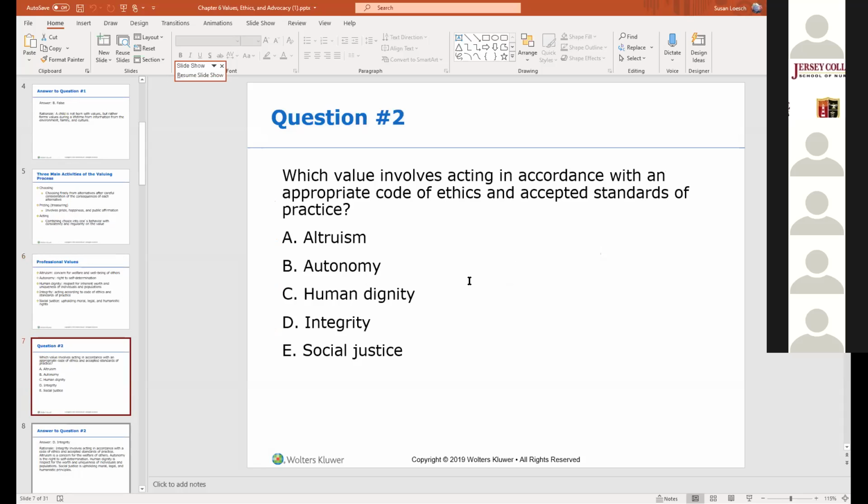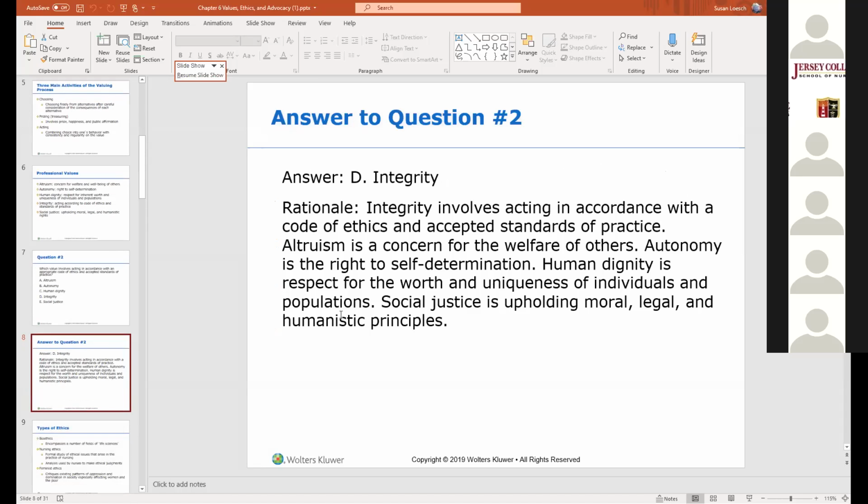Which value involves acting in accordance with an appropriate code of ethics and accepted standards of practice? So it's actually integrity. Integrity involves acting in accordance with the code of ethics and standards of practice.